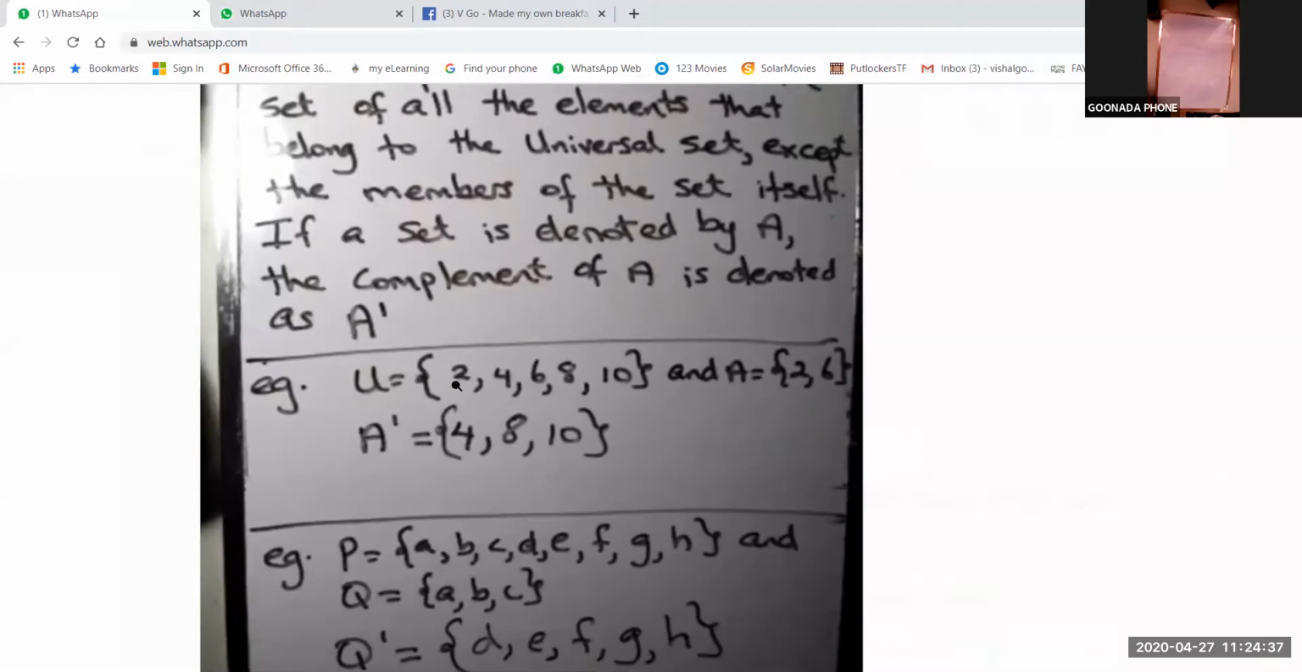So again, the universal set, we have 2, 4, 6, 8, and 10. And if A is 2 and 6, then everything outside of A forms a complement. So everything outside of A would be what remains, just 4, 8, and 10. You all following?